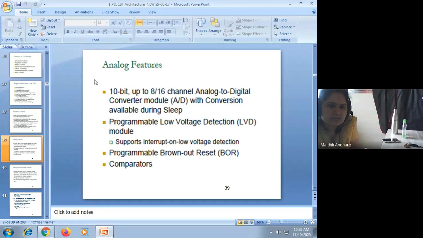So this is one more important feature: if you want to connect any sensors, any analog signal to your PIC microcontroller, there is no need to interface an external ADC chip, because an inbuilt 10-bit ADC with 8 to 16 channels is available. Okay. This is again the most important feature. Then a programmable low voltage detection module. Okay.